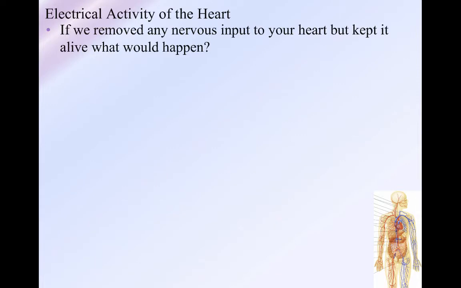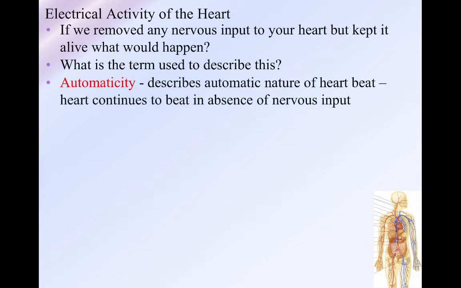All right. Now, you know that if we removed any nervous input to your heart but kept it alive, it would still continue to beat, because we've said that in class, and some of you have studied that in biology classes that you've taken previous to this. Well, the question might be, how is it that that's going to occur? The term that's used to describe this property of the heart is automaticity. And so again, it can beat all on its own, even without any nerves coming to the heart. And so I want you to be sure that you're familiar with figure 19.16 on page 753 in your textbook.